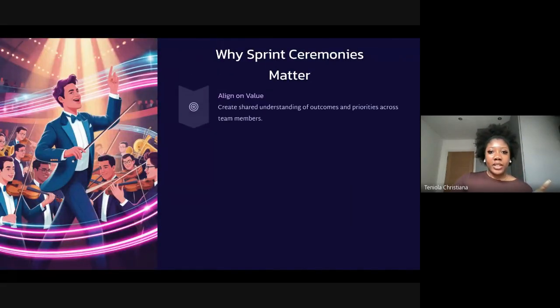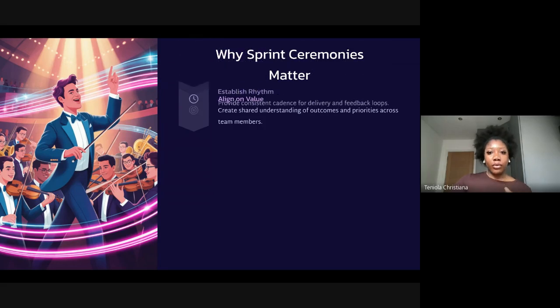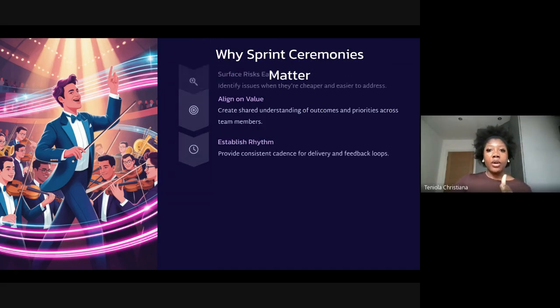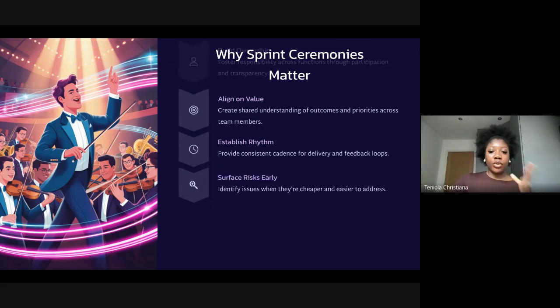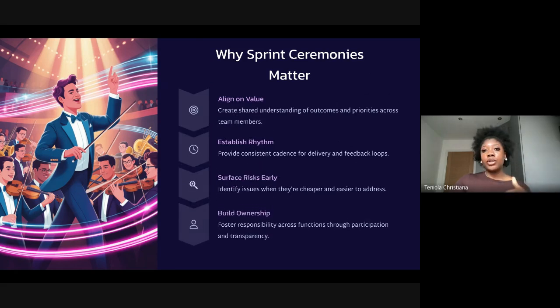So why do sprint ceremonies matter? It's really important to align on value. What are you doing for the customers? What are you doing for the organization? What are the goals? And how does this particular sprint help the team to meet those goals? Who is the number one priority when it comes to building certain parts of the features?